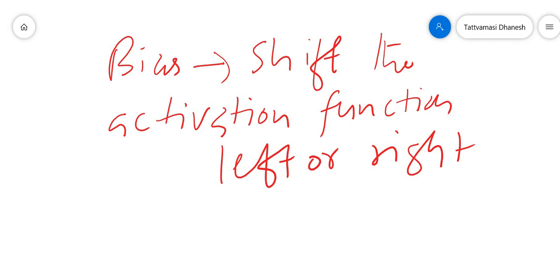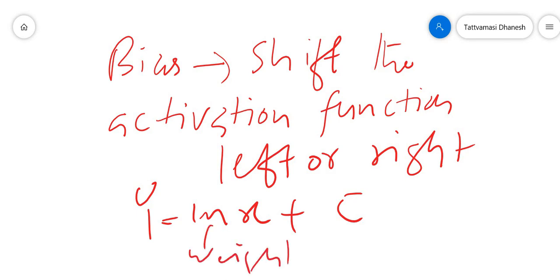Now, we already discussed that we usually add the bias. Because, as I told you, in the equation y is equal to mx plus c, we are adding the bias. C is the bias. So this addition or subtraction towards the input x will shift the function left or right. But the multiplication, m is the weight. This multiplication makes the function steeper. So that is the role of the weight.